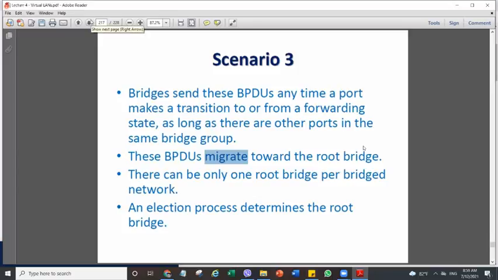Right? Because finally, if there is a change, the root bridge is the coordinator at that particular time. As long as a particular bridge is considered the root bridge, then we have to send all the information to the root bridge. So that might be the understanding of that second point.